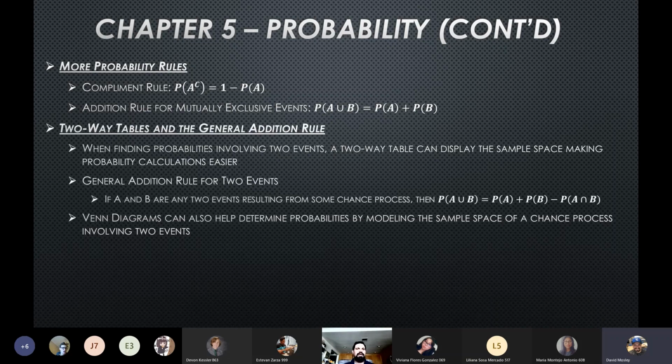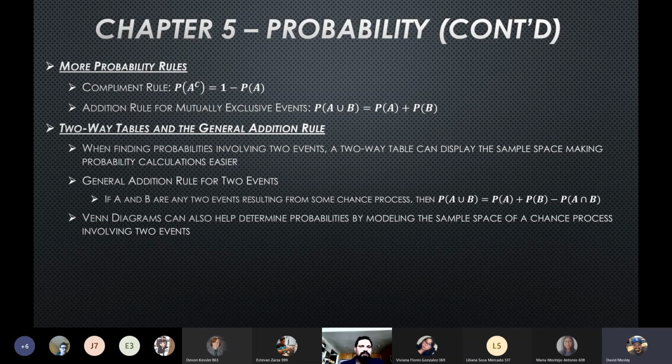We use two-way tables and the general addition rule. When finding probabilities involving two events, a two-way table can display the sample space, making probability calculations easier. We saw an example of that earlier, or at least of a two-way table. Our general addition rule for two events: if A and B are any two events, meaning they could be disjoint or they could have an intersection, resulting from some chance process, then the probability of A union B, meaning A or B happening, meaning we could have one or the other happen and we're happy, equals the probability of A plus the probability of B minus the probability of A and B. We subtract the intersection so that we don't count it twice.